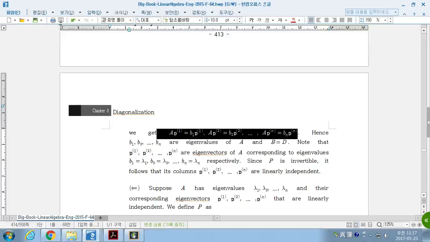What this says: P is an invertible matrix, so the columns are non-zero vectors.